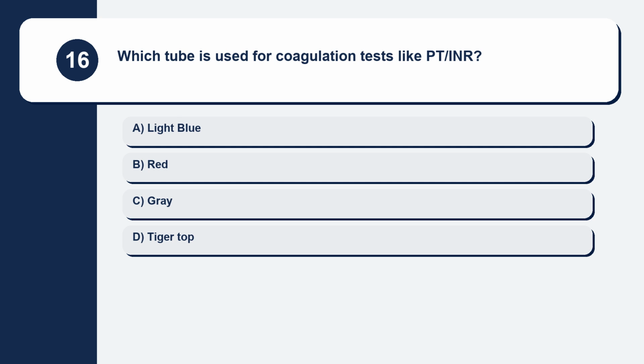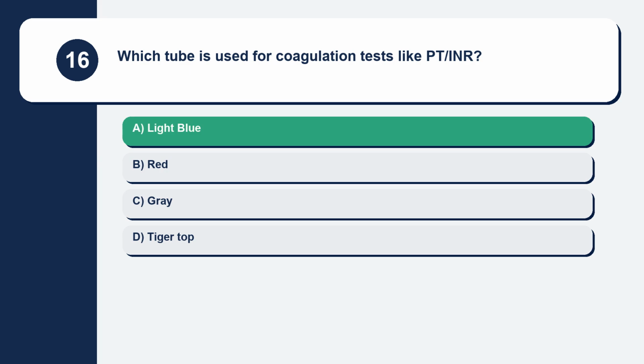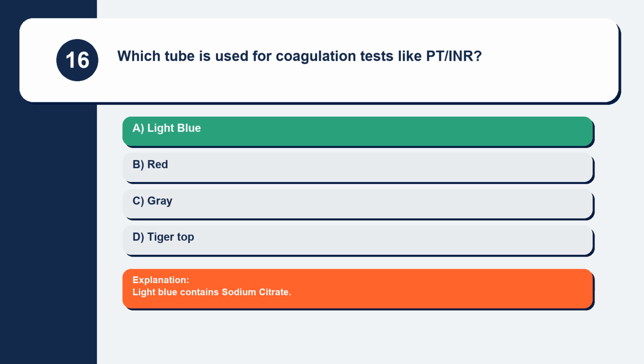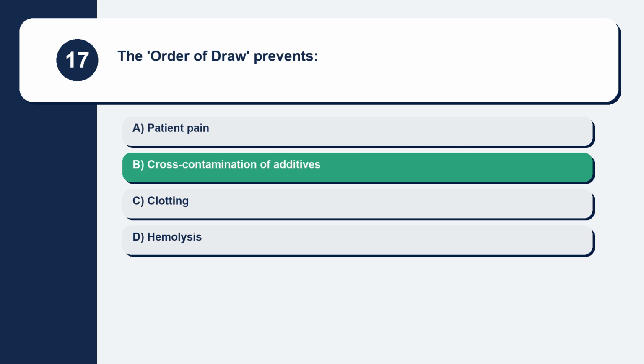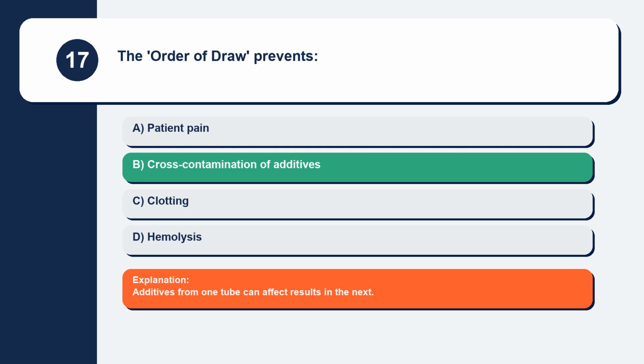Question 16. Which tube is used for coagulation tests like PT/INR? Light blue, red, gray, tiger top. Light blue contains sodium citrate. Question 17. The order of draw prevents: patient pain, cross-contamination of additives, clotting, hemolysis. Additives from one tube can affect results in the next.